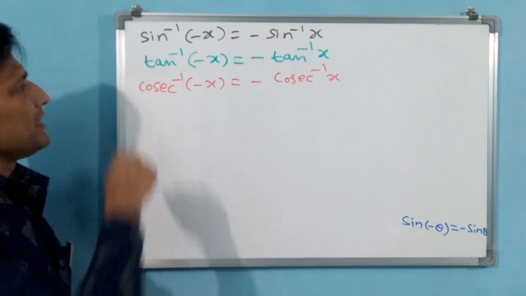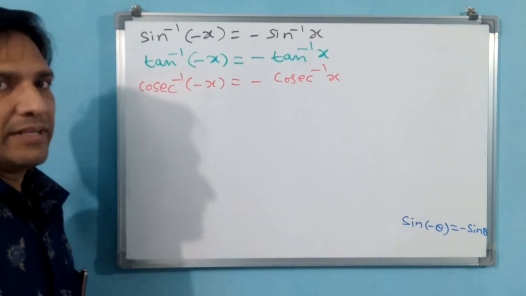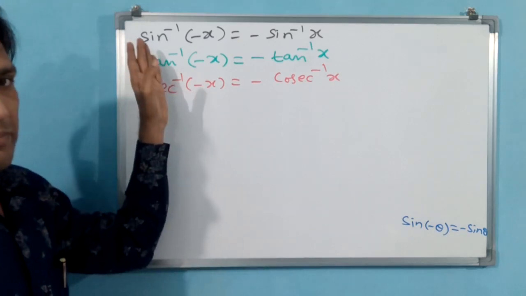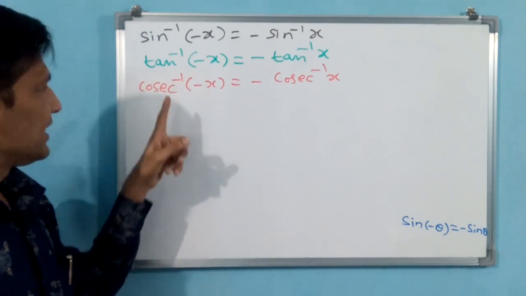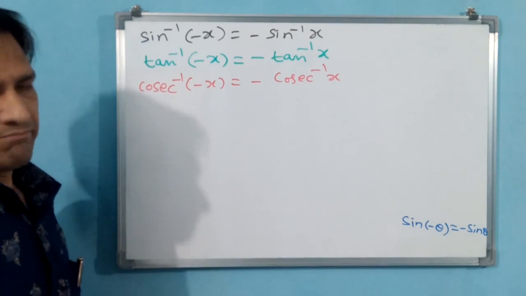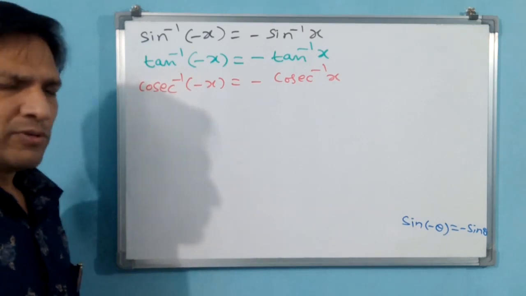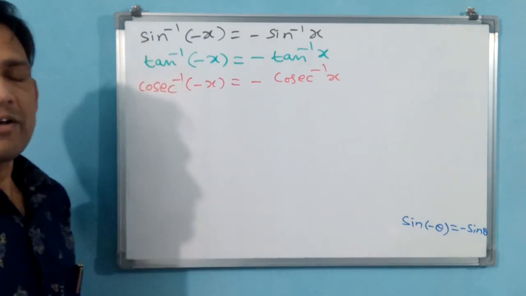If you observe carefully, these have the same principal values, minus pi by 2 to plus pi by 2. For tan, an open interval is there. For cosecant, again something has to be excluded, minus 0, that is different. But even then, broadly we can say these three have the same principal values.